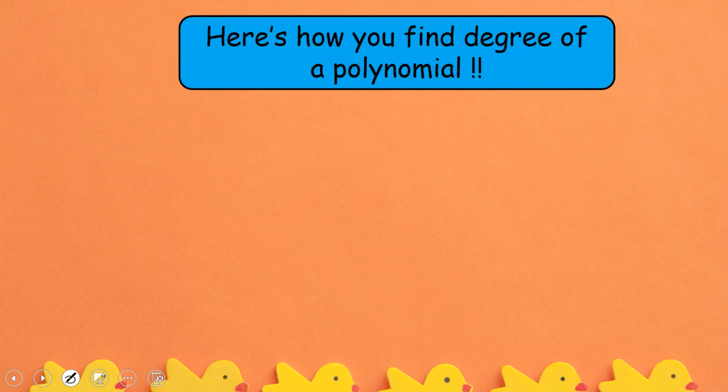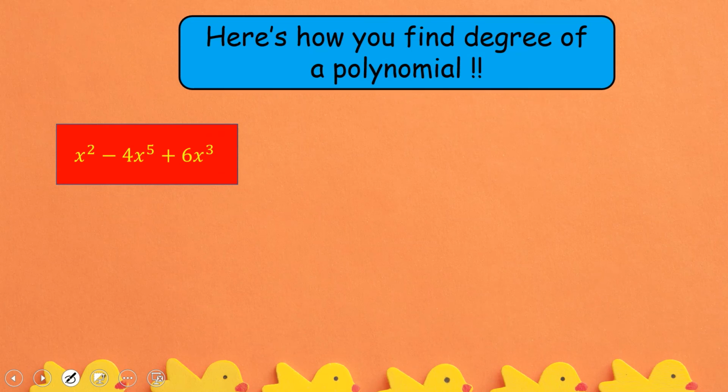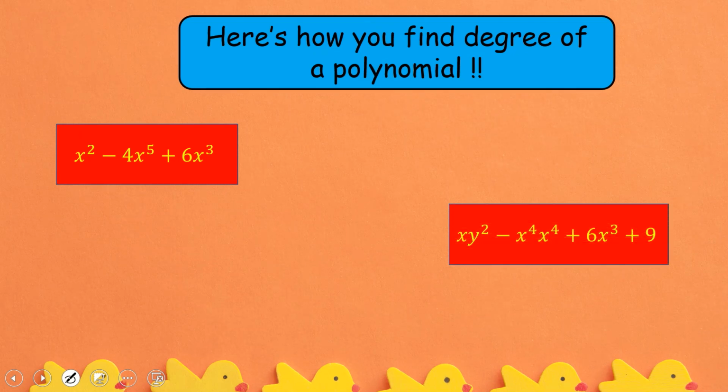So here's how you find the degree of a polynomial. For example, take x square minus 4x power 5 plus 6x cube. And here you have another expression, x y square minus 4 minus x power 4 plus 6x cube plus 9. Now how do you find the degree of the polynomial in both expressions? When you observe the first expression, you have x square, minus 4x power 5, and you have 6x cube.